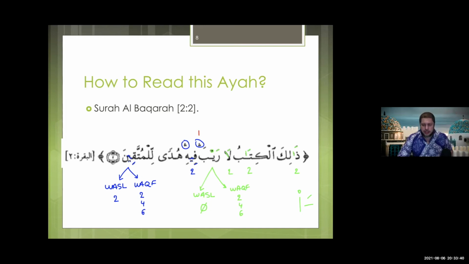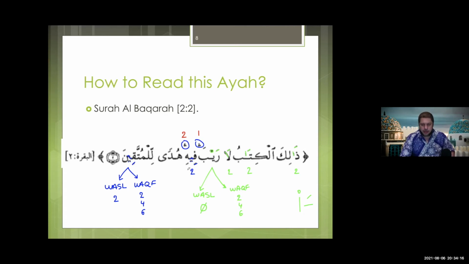So you will say, ذَلِكَ الْكِتَابُ لَا رَيْبَ فِيهِ هُدًى لِلْمُتَّقِينَ. Or if you stop at the second station, let's call it a station, then you don't stop at the first. ذَلِكَ الْكِتَابُ لَا رَيْبَ فِيهِ هُدًى لِلْمُتَّقِينَ. So this is optional for you, up to you where you want to stop. Now this has implications because if you stop here, we know already that you have 2, 4, or 6. And if you continue, then you don't have any mad.